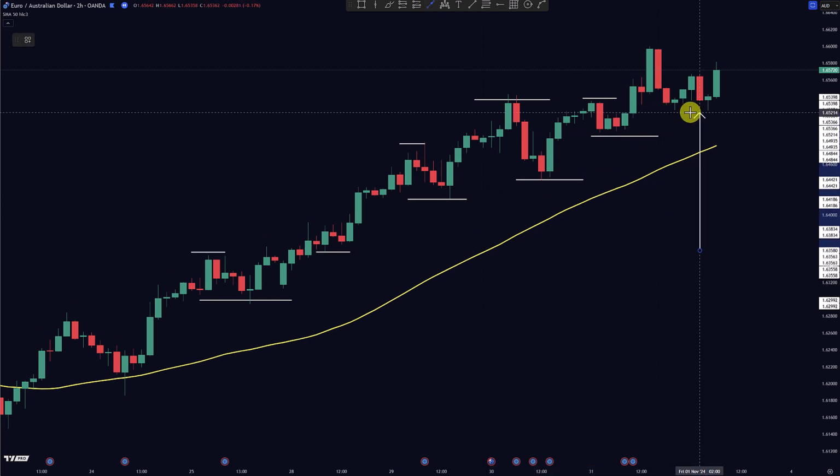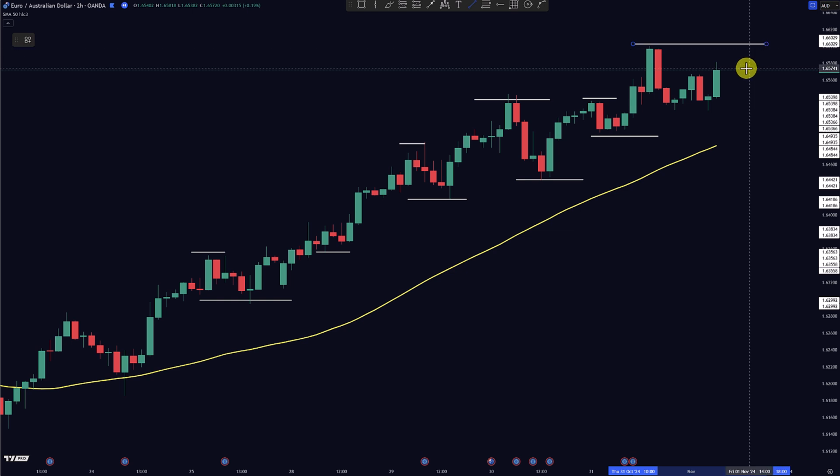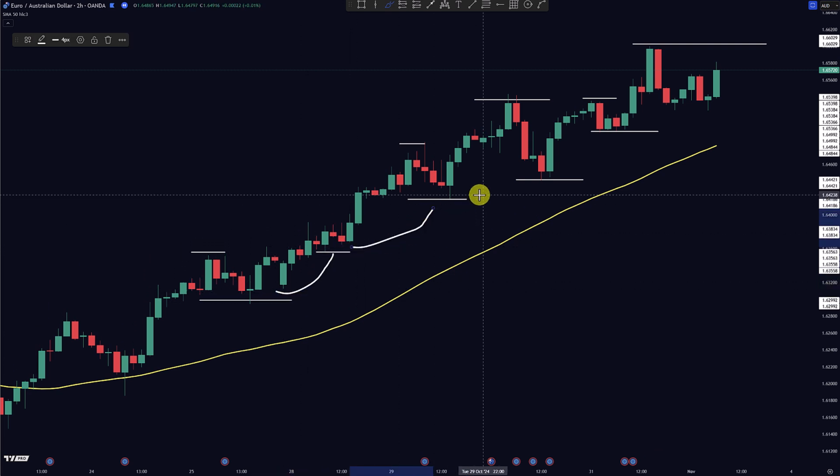Some traders may say, what about this one here? This is not a higher low yet because the market hasn't made a higher high. Only when the price is making a higher high, only then are we looking for a new higher low. But as long as the market hasn't made a higher high, this one is the low that we need to focus on. In a healthy uptrend, you will see that the price keeps making higher lows.